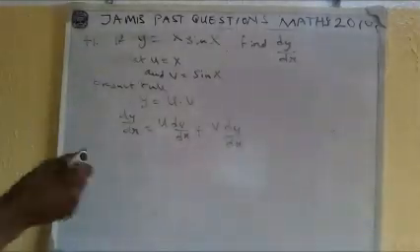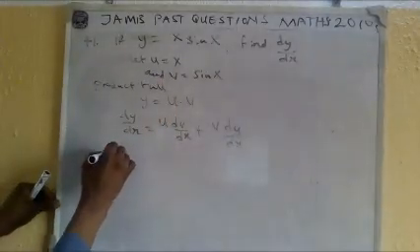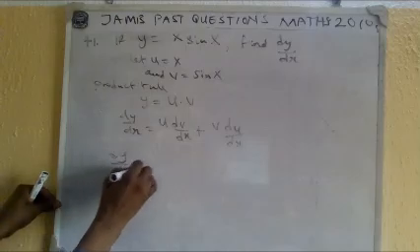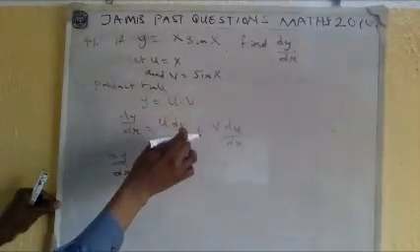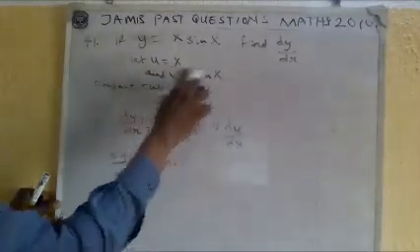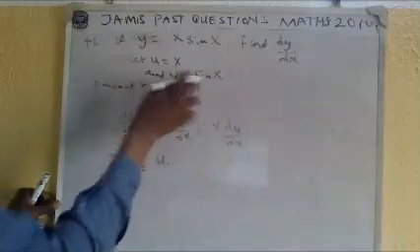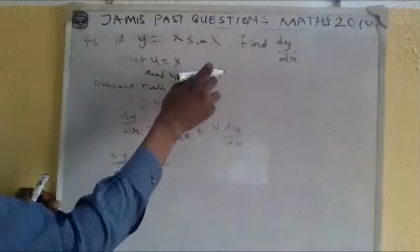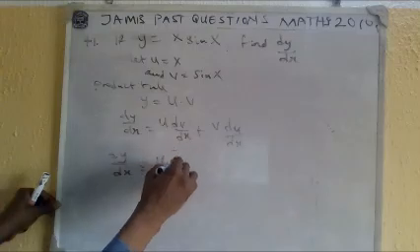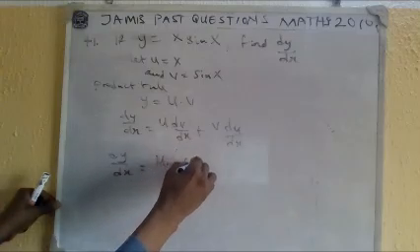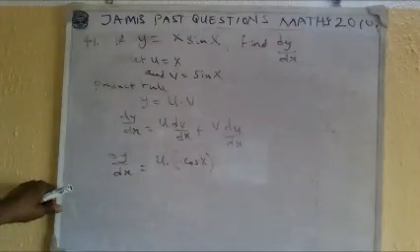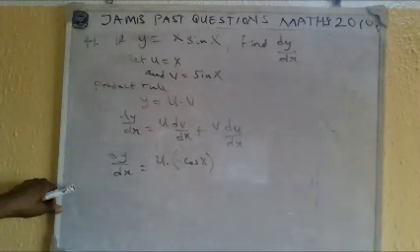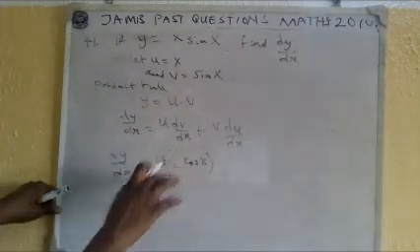Okay, so let's write it out here. dy/dx is equal to u. I've kept u. dv/dx, I'm differentiating this one. Sine x differential is, sorry, it's not minus, it's cos, just cos x.